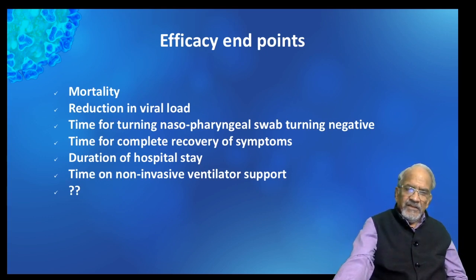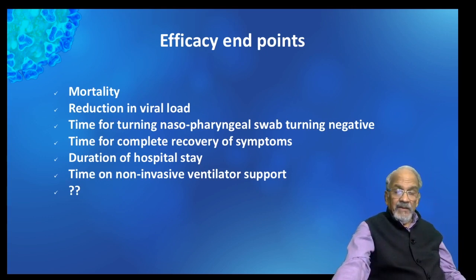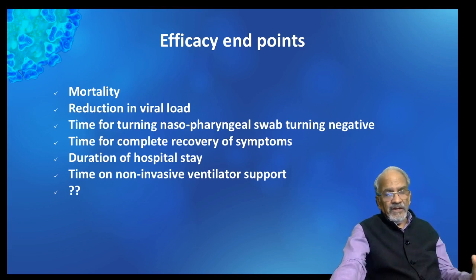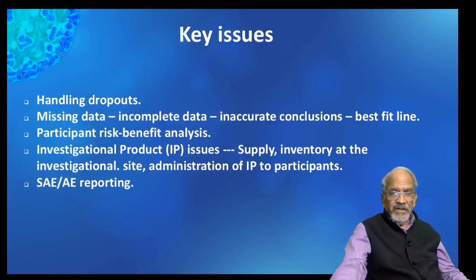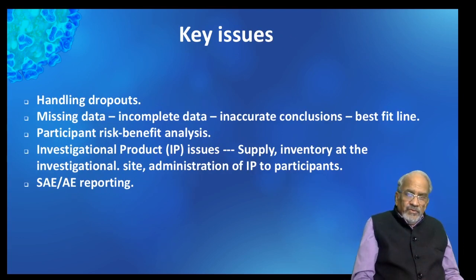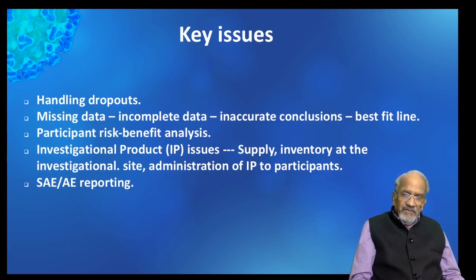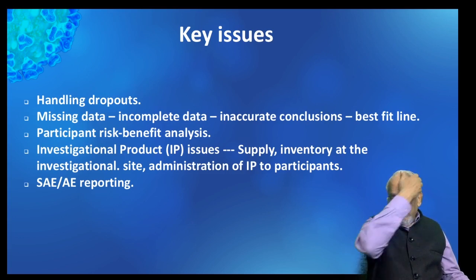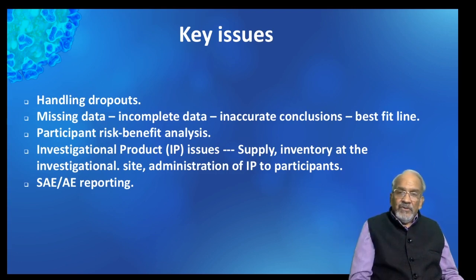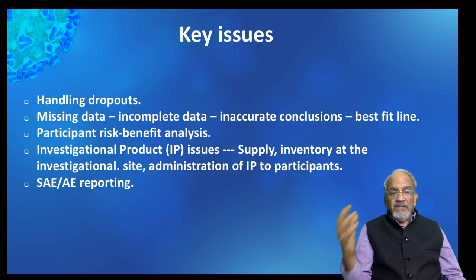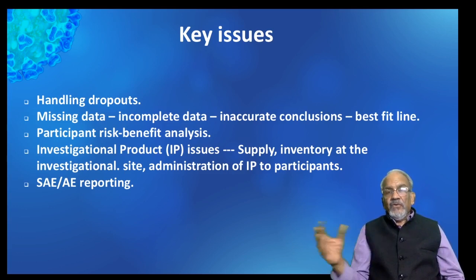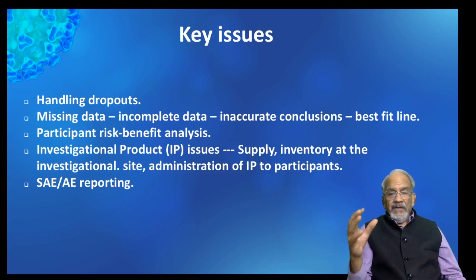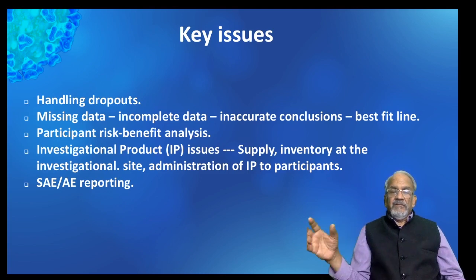So different studies have used different efficacy endpoints, and that sometimes makes it difficult to compare study to study. Key issues: handling dropouts. A dropout of 10, 20 percent is acceptable, but it will cross the acceptable limit if it is more than 15% dropouts. That will result in missing data, and this missing data will lead to inaccurate conclusions. An inaccurate conclusion may lead to an inaccurate policy decision.